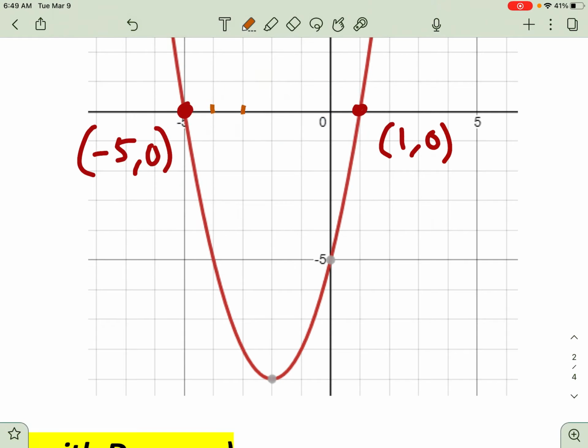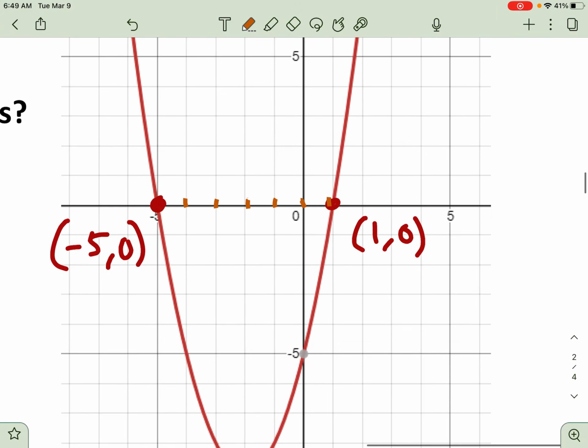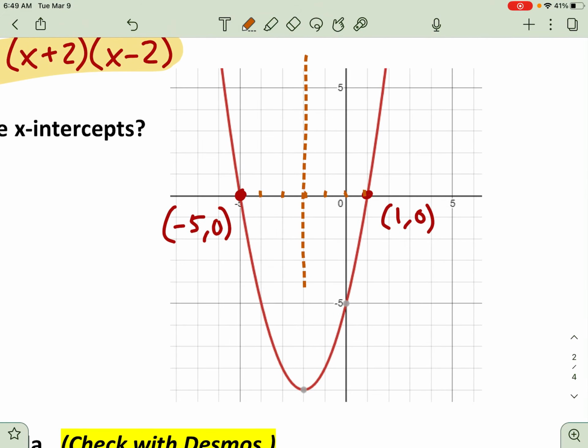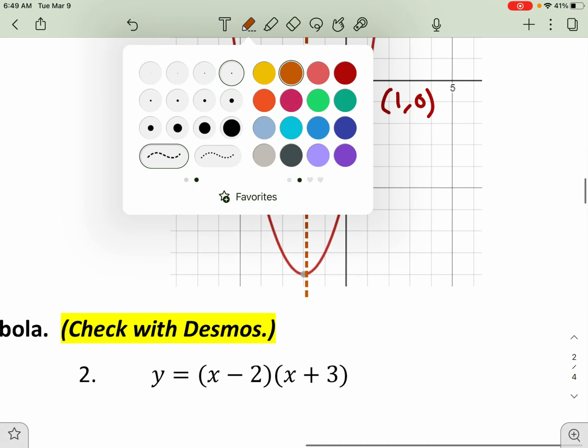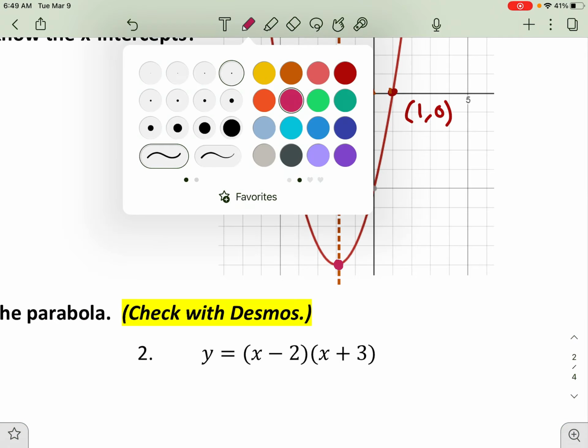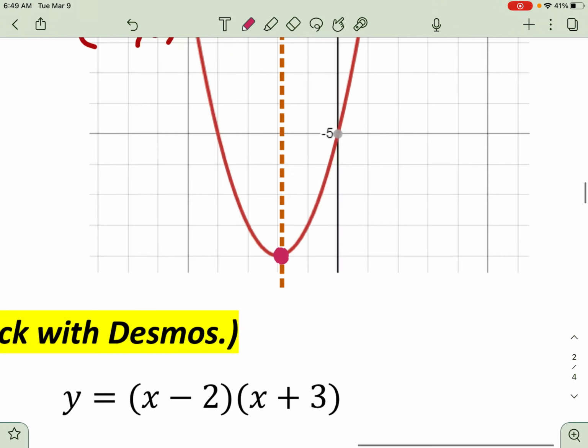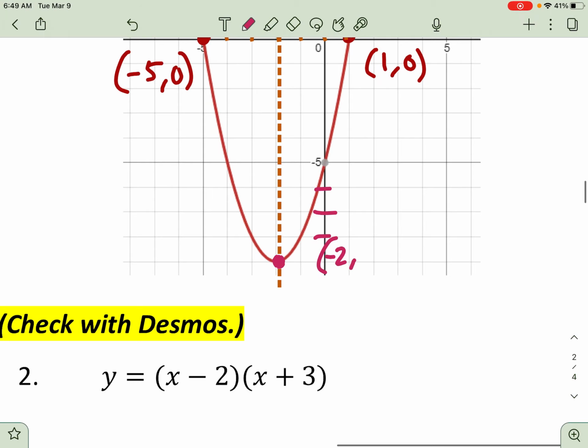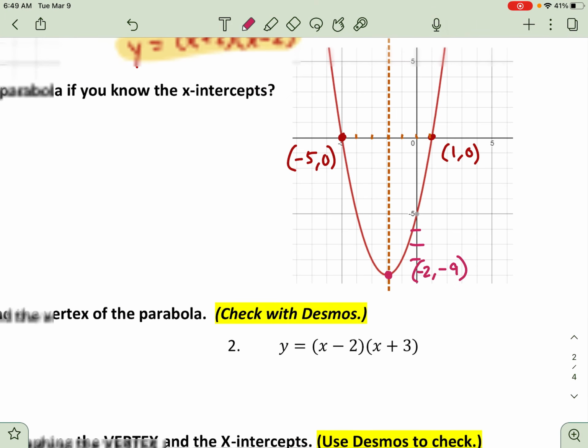So if we look here, we have 1, 2, 3, 4, 5, 6 spaces. If we go half of that way, that would be 3. Draw a straight line right down through, and you can see that our vertex on the graph is right there as well, and that would be at -2. That vertex would be at -2, comma, let's see, -6, -7, -8, -9. Okay, so there's a vertex.